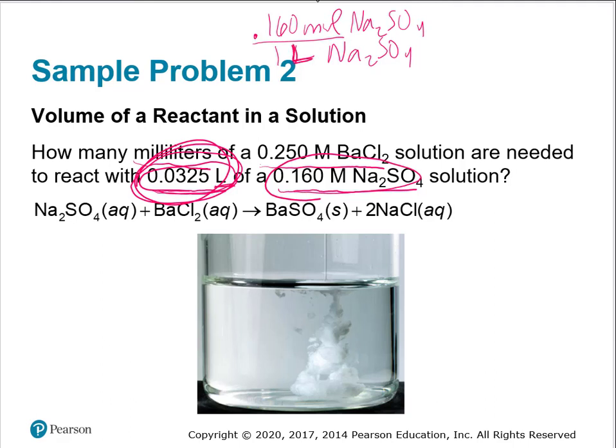Well, let's multiply this concentration by that 0.0325 liters of Na2SO4, because liters and liters will cancel out.